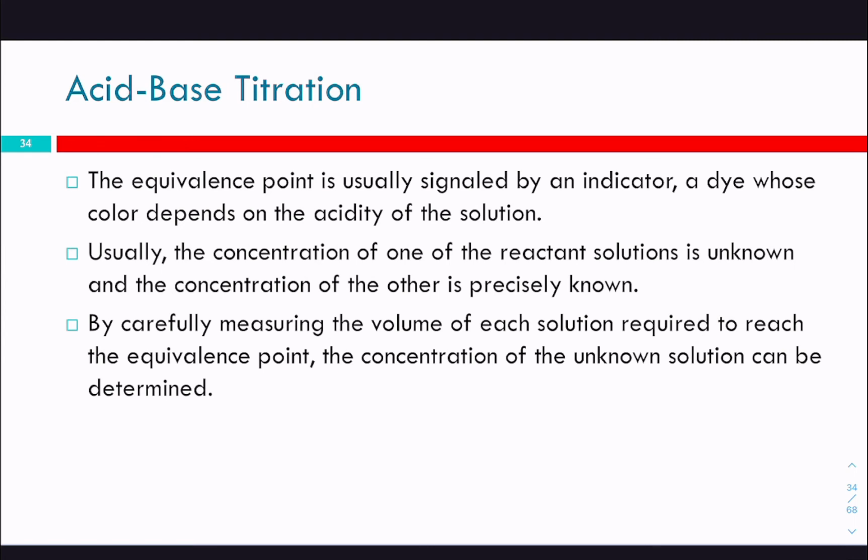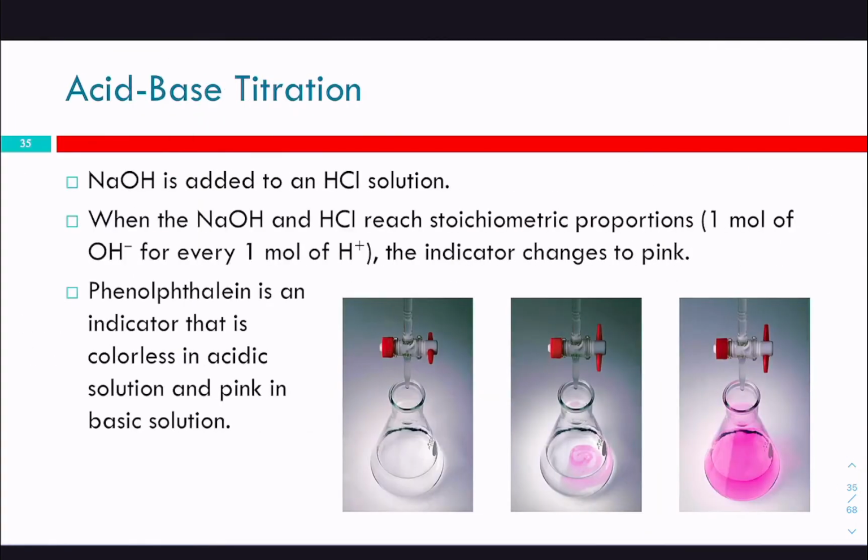So our titration is usually, the equivalence point, this is one of the keywords, this should be bold. The equivalence point is signaled by an indicator which depends on the acidity of the solution, so how many hydrogens are in that solution. Usually the concentration of one of the reactant solutions is unknown, and the concentration of the other is precisely known. And so by carefully measuring the volume, I don't like this slide, we're going to skip it because it's way too wordy.